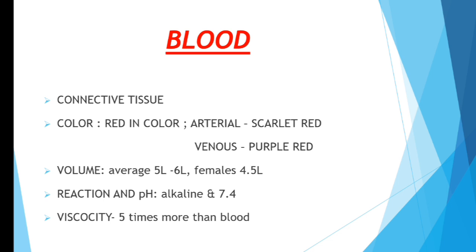There are some properties of blood. Its color is red, basically scarlet red in arterial blood, and in venous blood it is purple red. Average volume is 5 to 6 liters, and in females it is 4.5 to 5 liters. The reaction, pH, is slightly alkaline in nature, having pH 7.4 or 7.45. Viscosity: it is 5 times more viscous than water.